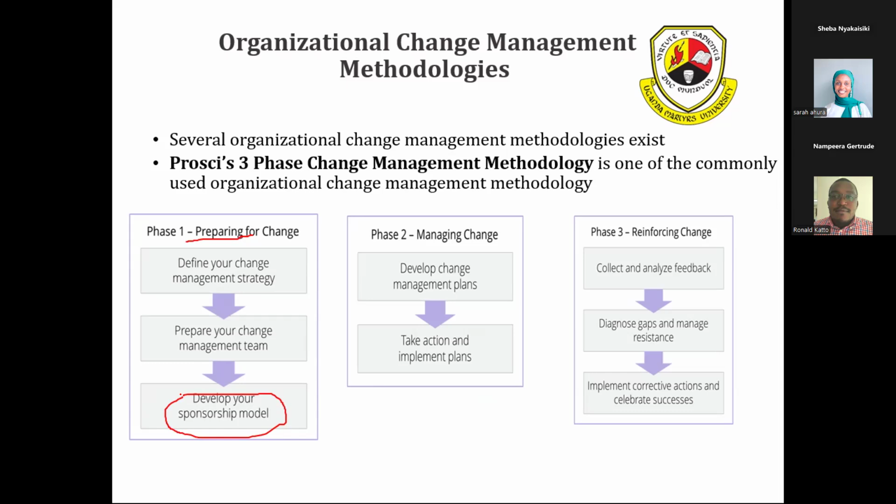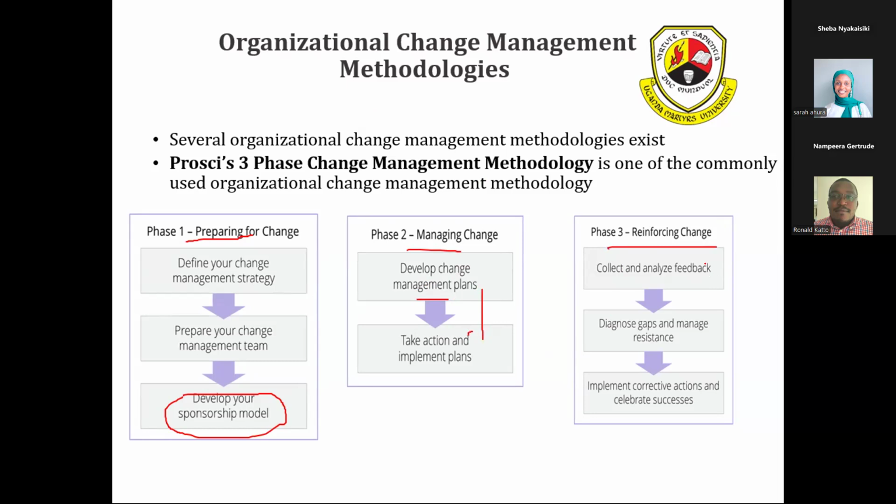So take an example. If you have members in the sales department, if you want to make changes in the sales department, you will have certain people who are going to sponsor, those who are going to take leadership, and they are the ones you start with, and they're going to help their fellow sales team change. Same thing you do in accounts, maybe in process, in operations, and so on and so forth. Yeah. Then you have phase 2, where you develop the change management plans. What is going to be changed, and then take action and implement.